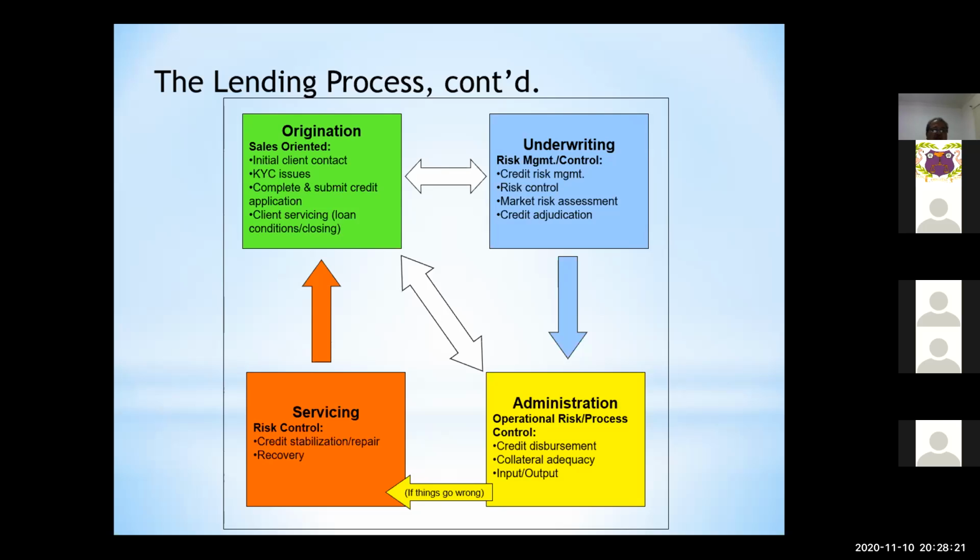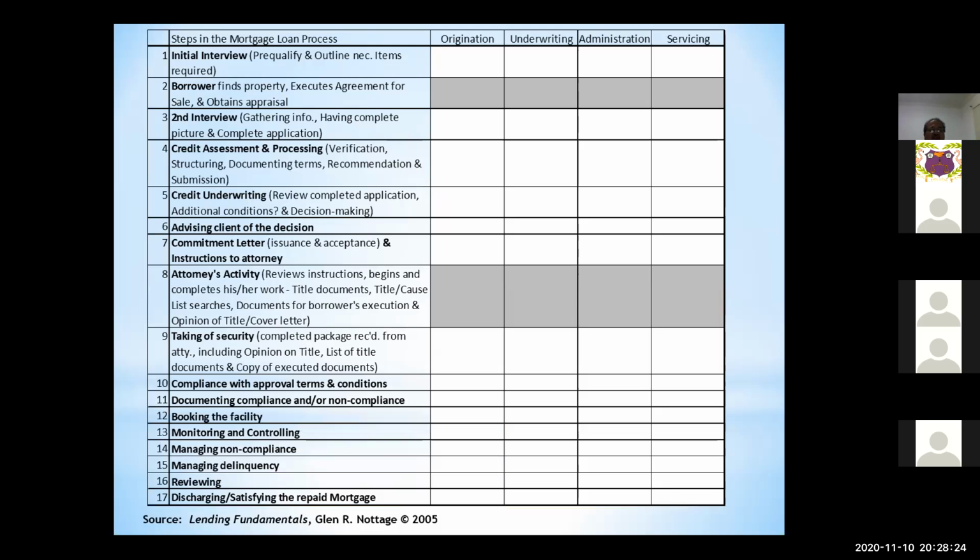Okay, so I've done a chart here, which you can look at at your leisure. So the steps in the mortgage process: the initial interview. The second point, the borrower finds the property, executes the agreement for sale, obtains the appraisal. They come back to you again. Now, in that first initial interview, they do like a pre-qualify, and you outline the necessary items they require. In the second interview, you gather some information, and then you get the complete picture, and you complete the application with them.